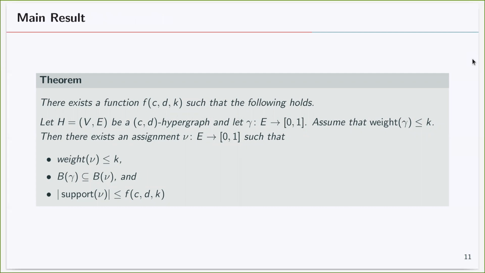And the main result that we derive for this is that there exists a function f depending on C, D and k, which will be the weight, such that the following holds. If we have a CD hypergraph in particular, and we again have some edge weight function gamma with weight at most k, then there also exists an edge weight function nu that again has at most weight k, covers at least the same vertices as gamma, and this nu has bounded support, bounded by this function of C, D and k. Or, the rough intuitive version: we can cover any set of vertices in a fractional edge cover also in a way that has bounded support.